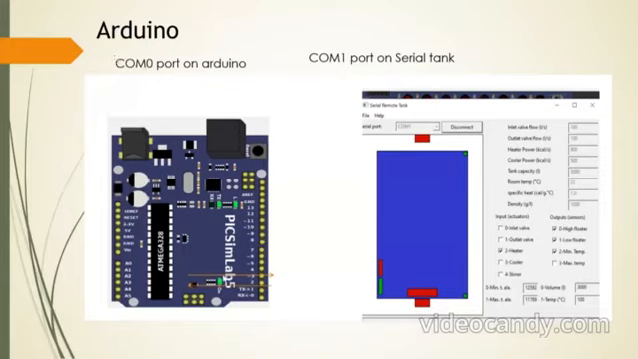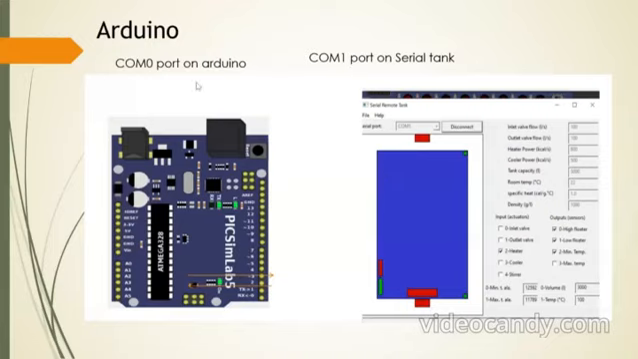So COM0 will be here, and it will be configured with the COM1 of the Photon serial tank. It will mainly detect the heater and the high floater, whatever floating value can be detected from here. So this can be configured with these values, COM0 and COM1.